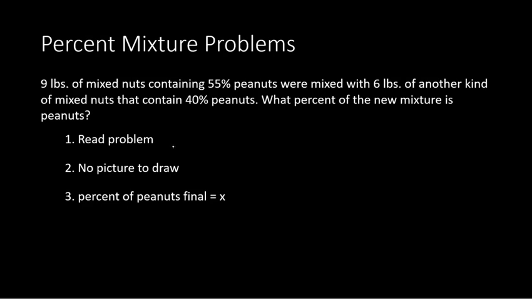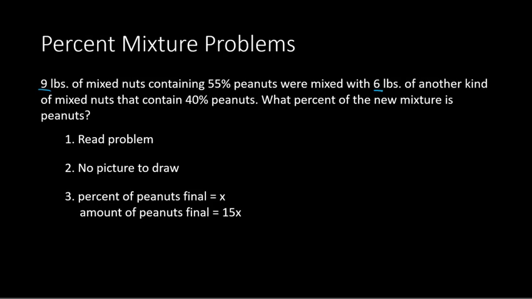So with the final mixture, it's going to be some percentage of peanuts. Now, the final mixture is going to be a total of 15 pounds, right? We have 9 pounds of one type of mix added with 6 pounds of this other kind of mix. So together, the weight is going to be 15 pounds total. Now, of that 15 pounds, x percentage of that will be actual peanuts. So if we do 15 times x, that percentage, that will give you the amount of peanuts in the final mixture of nuts.